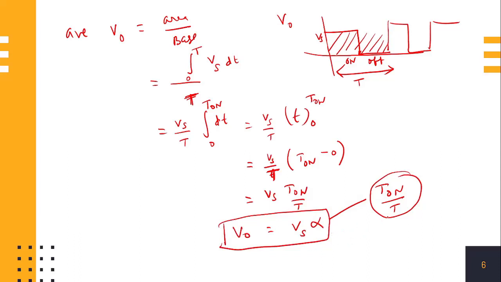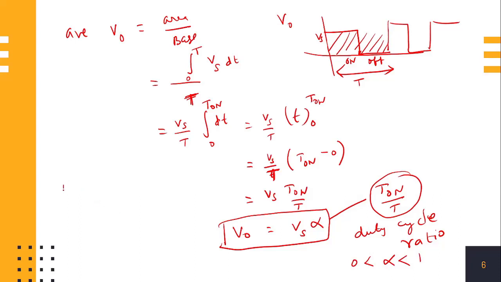This alpha we can name as the duty cycle or duty ratio. Alpha is nothing but a duty cycle or duty ratio. The range for the alpha value is from 0 to 1, it lies from 0 to 1. Right, so this is the case for the average output voltage.